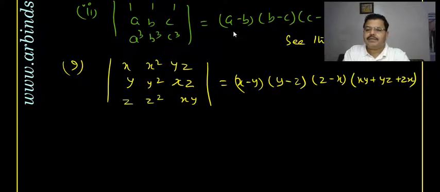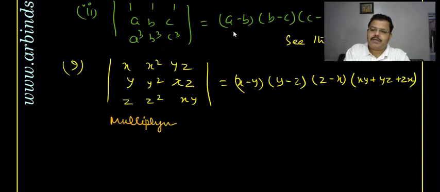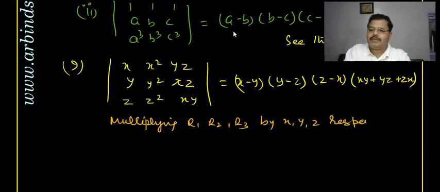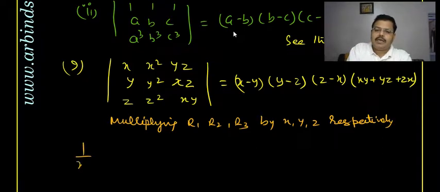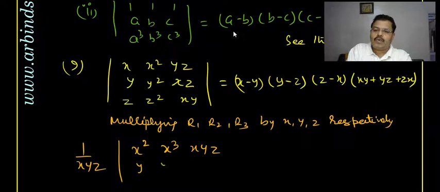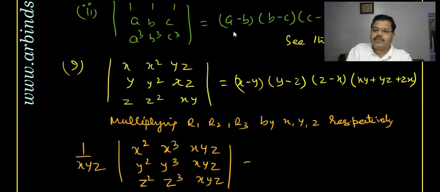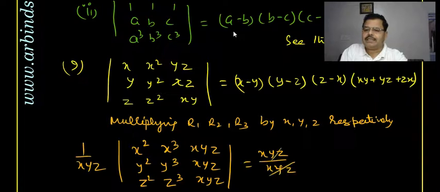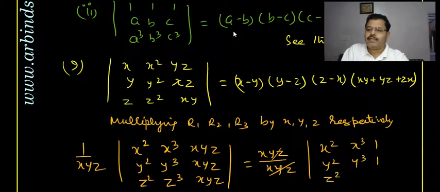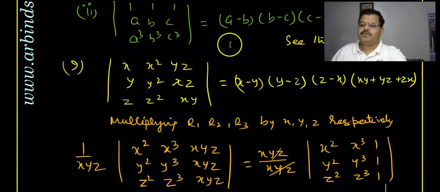If I multiply the first row by x, the second row by y, and the third row by z, that is, multiplying R1, R2, R3 by x, y, z respectively, then we have to divide by x y z. Multiplying gives x square, x cube, x y z; y square, y cube, x y z; and z square, z cube, x y z. If I take x y z common from the third column, x y z divided by x y z cancels. Now what is left is x square, x cube, 1; y square, y cube, 1; z square, z cube, 1. So this is what is left.